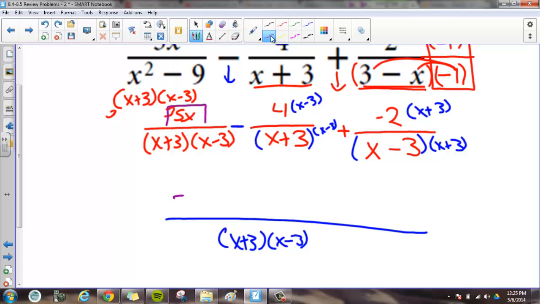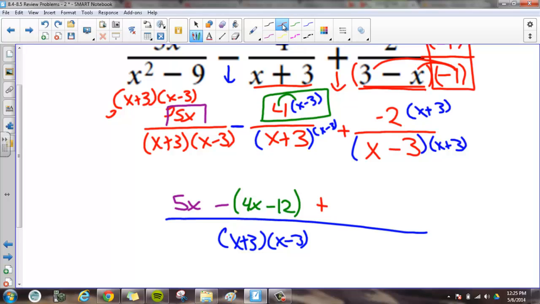First we'll focus on this 5x. That one's nice and easy. Then we're subtracting. Now we'll focus on this 4 times x minus 3. So 4 times x is minus 4x. 4 times negative 3 is negative 12, right there. Okay. So we have that at that point.